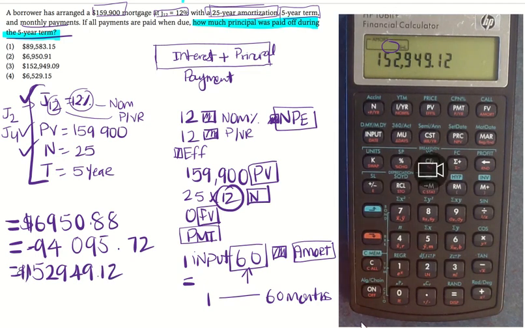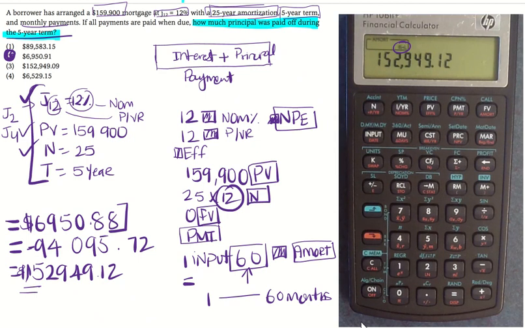So now this is the balance. Okay, so that's the balance. The question is how much principal was paid off during the 5-year term. This is how much principal was paid off during 5 years. What if they ask you how much interest was paid during those 5 years? That was $94,095. And what if they ask you what the balance is after 5 years? Then this is the balance.